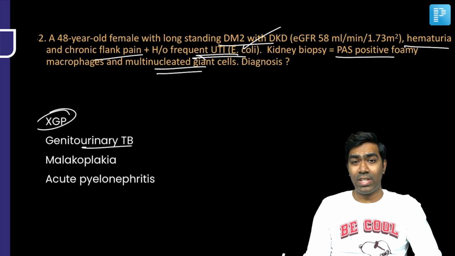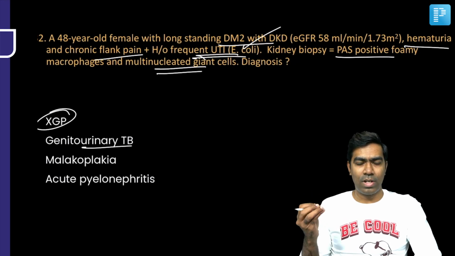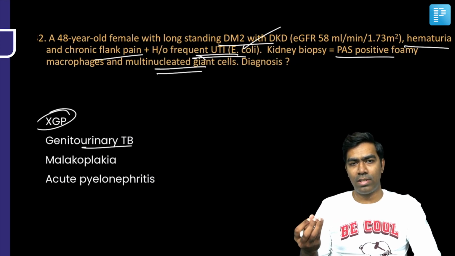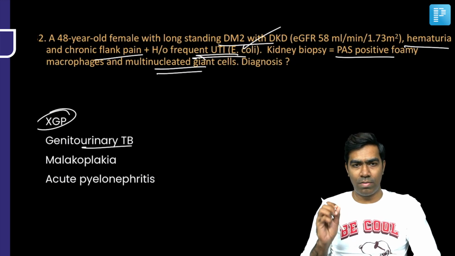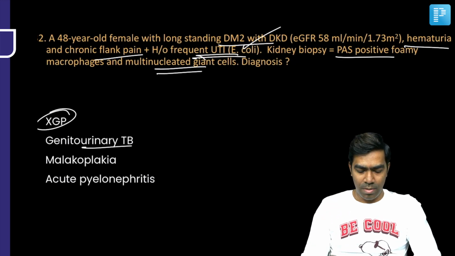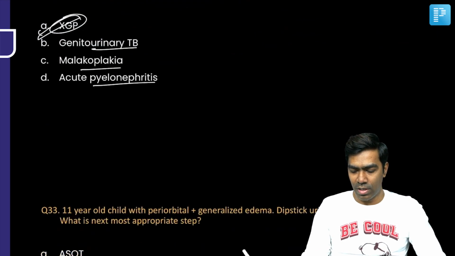Genitourinary TB is not the case because clearly the patient is having a history of frequent urinary tract infections with E. coli. And in genitourinary TB, you're going to have involvement of the entire urinary tract, and especially a characteristic problem called thimble bladder. That is a small capacity bladder, which is very typical of genitourinary TB, and that's not the case here. Malakoplakia is going to produce the characteristic Michaelis-Gutmann bodies and not foamy macrophages or lipid-laden macrophages or multinucleate giant cells. An acute pyelonephritis will have a different picture. So that's not the case here. The right answer for this question is xanthogranulomatous pyelonephritis.